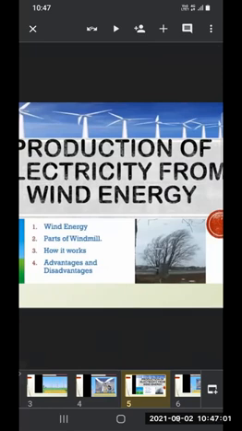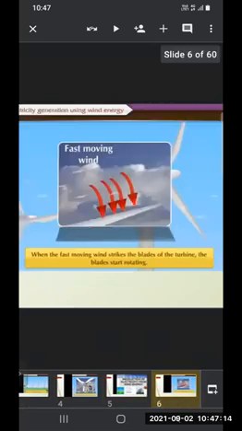So production of electricity from wind energy, parts of a windmill, how it works, and advantages and disadvantages, we are going to see in this lecture. When fast moving wind strikes the blades of the turbine, the blades start rotating. So the wind should be fast moving.